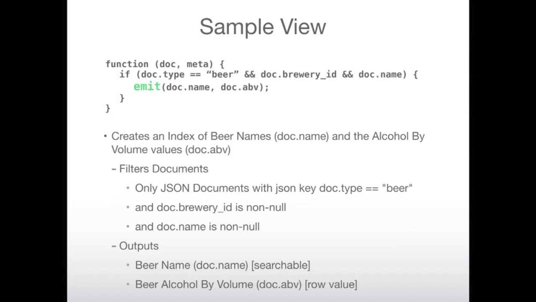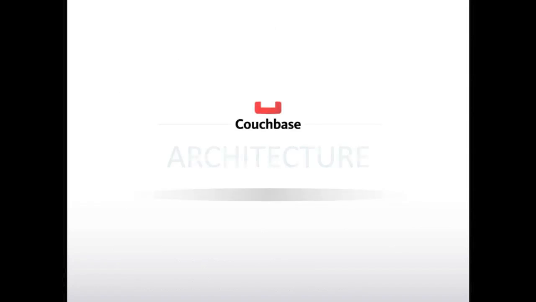So here's that sample view. We're creating an index of basically beer names, the doc.name, and the alcohol by volume values, the doc.abv. So we're filtering documents, so only JSON documents that pass the if statement, where the JSON key doc.type is beer, and there's a non-null brewery ID, and the name is non-null. And then it'll output the first parameter, which is your searchable parameter. We call that the index key, and that's the doc.name. And then we also have an associated numerical value that we're outputting for that, and that's the alcohol by volume.